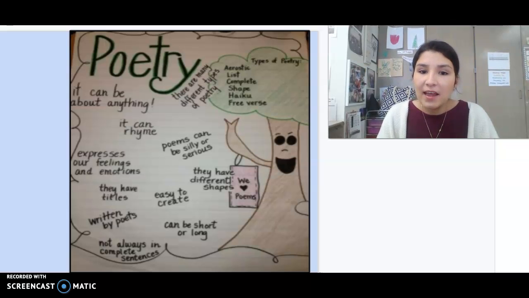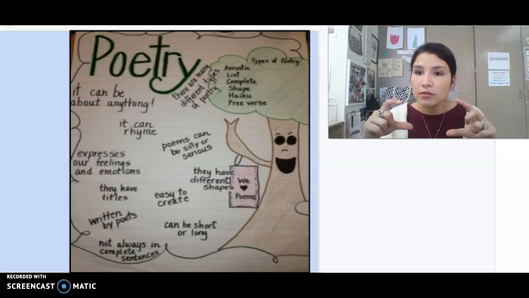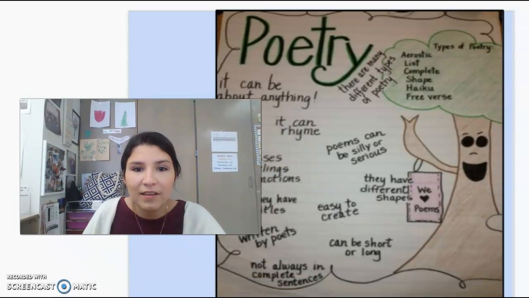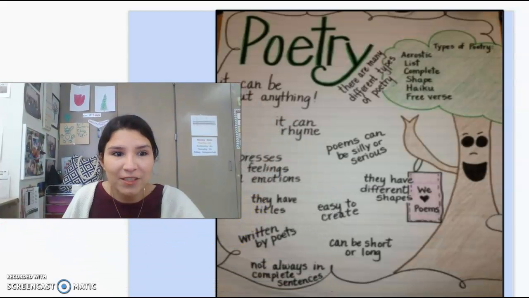Poems can have titles. Sometimes they don't have titles. They can be very short or long. They don't always end in complete sentences. Sometimes you will see a line and there will not be a period at the end. There will only be a whole bunch of lines and then a period at the very end of the poem. Okay? So there are many different types of poetry. Let's go ahead and now talk about the elements of poetry.